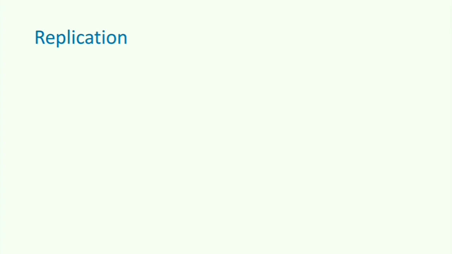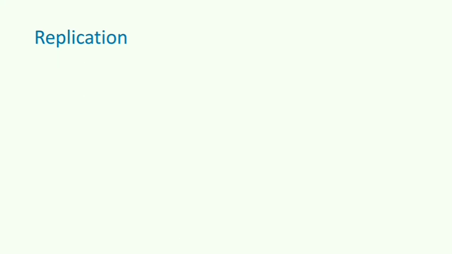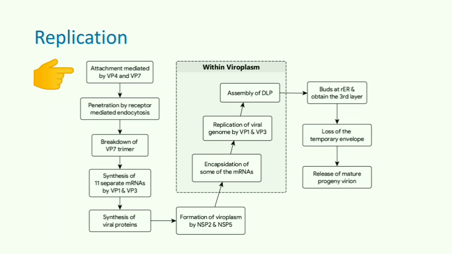Now, replication. For a general overview of viral replication, watch my video on viral replication. Link is given in the description box below. At first, the virus attaches to the host cell, that is the mature enterocytes of the small intestine. Attachment is mediated by viral surface proteins VP4 and VP7. Then the virus particle is internalized by receptor-mediated endocytosis.